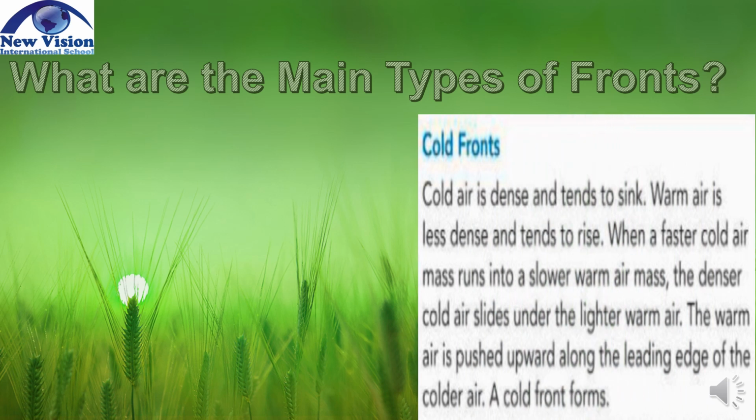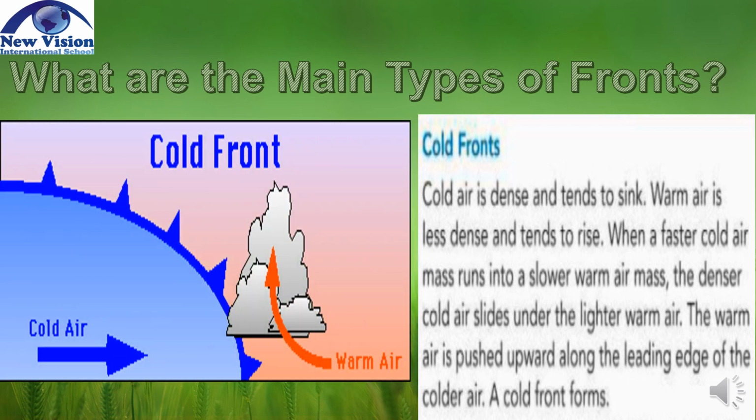Cold fronts. Cold air is dense and tends to sink. Warm air is less dense and tends to rise. When a faster cold air mass runs into a slower warm air mass, the denser cold air slides under the lighter warm air. The warm air is pushed upward at the leading edge of the colder air. A cold front forms.